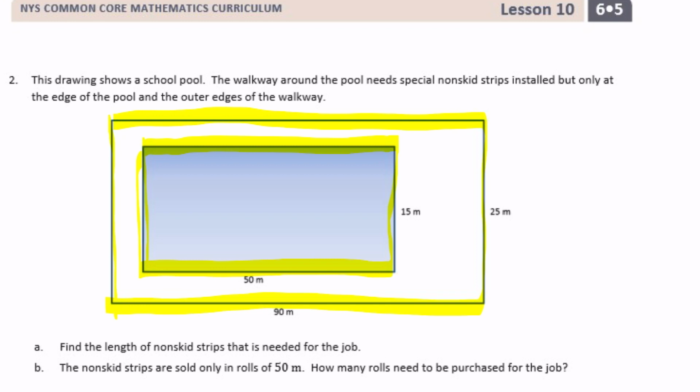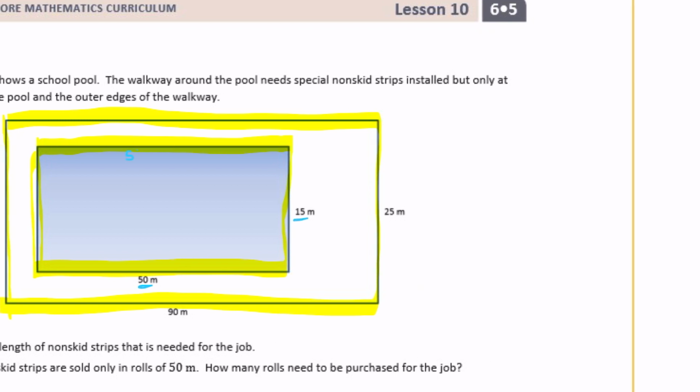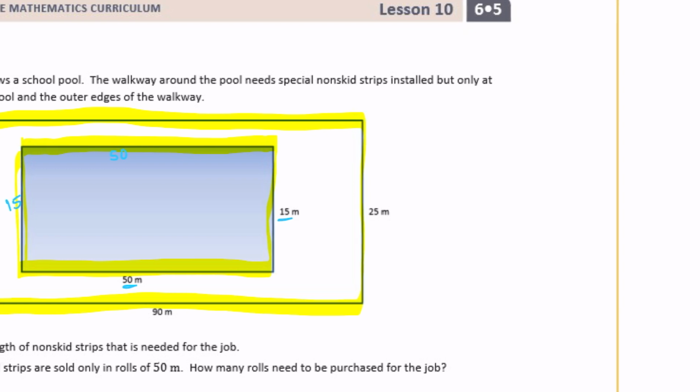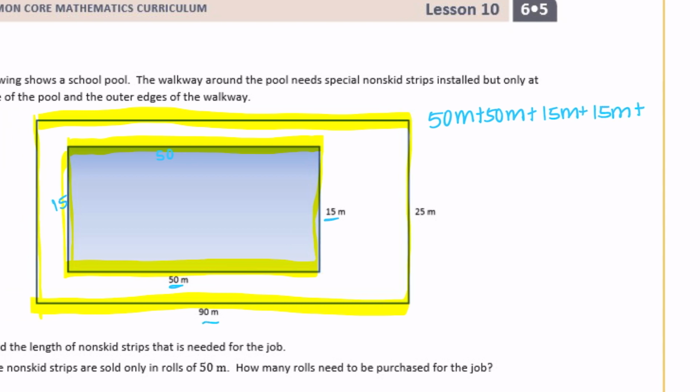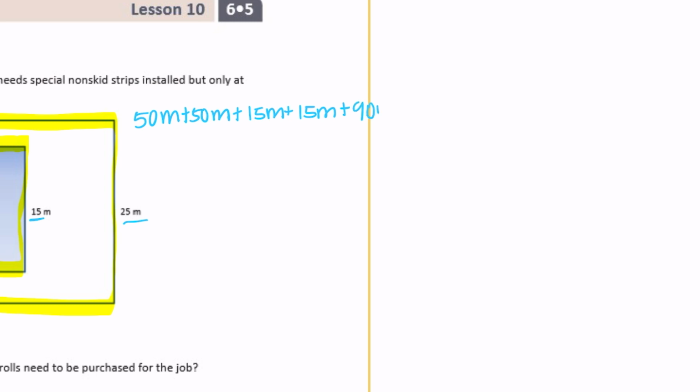So let's start with the inside. So we have 50 meters by 15 meters. So then this is also 50 and this is also 15. So we would add 50 meters plus 50 meters plus 15 meters plus 15 meters. Plus, we need to do the outside. So we have 90 meters by 25, but this is also 90 meters, and this is also 25. So 90 meters plus 90 meters plus 25 meters plus 25 meters.